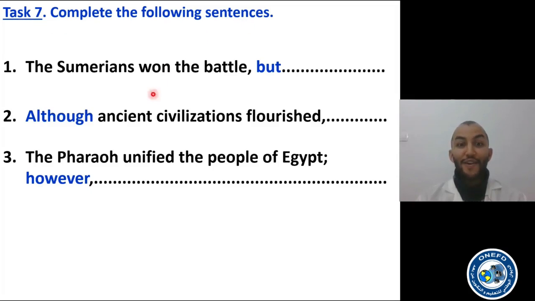Task number 7. Complete the following sentences. So here you have 3 sentences that you need to complete on your own. In each sentence, we have connectors either of opposition or concession. And remember, when you have opposition or concession, you have 2 ideas, but they are contradictory. They are like opposite ideas. So the Sumerians won the battle, but, and you continue. Number 2, although ancient civilizations flourished, and you continue. The last one, number 3, the Pharaoh unified the people of Egypt. However, and you continue. I'll give you a few minutes to think about it, and I'll see you after.